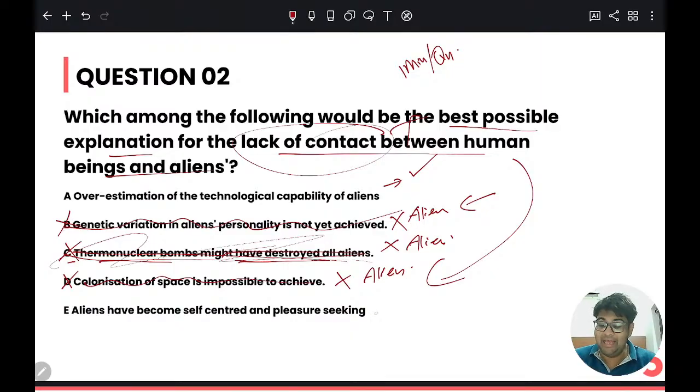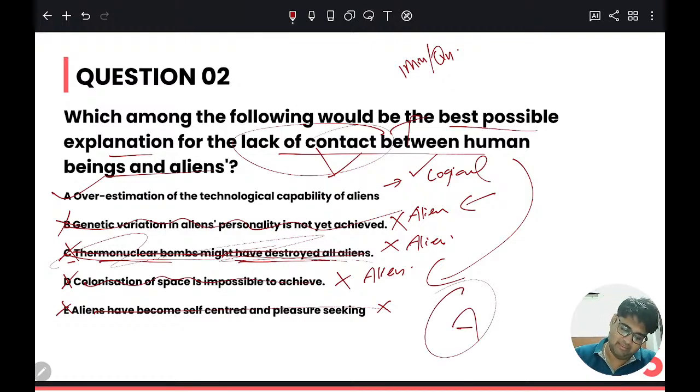It might be a possibility, but that is not the real reason for lack of contact, right? Because we are overestimating their technological capability. So this is the only logical option I have. I will mark A and then move on. Of course the other would agree with this, but if they are pleasure centered, there are some practical minds also. So why don't they contact us? We are overestimating the technological capability of the aliens.